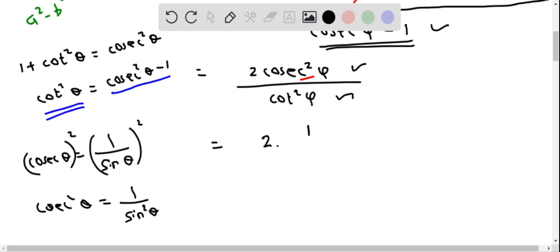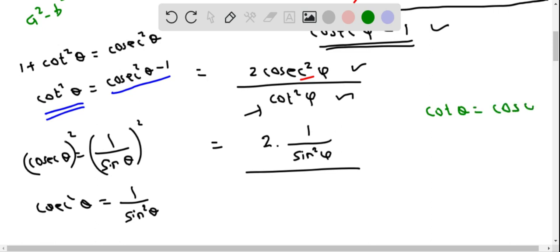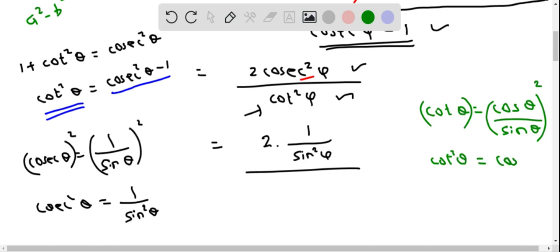So this becomes 2 times 1 over sine squared phi, divided by, in the denominator, we have cotangent squared phi. We know the trigonometric identity that cotangent theta is basically equivalent to cos theta over sine theta. So when we square both sides, we will get cotangent squared theta equals cos squared theta over sine squared theta. Therefore this cotangent squared phi, we can write as cos squared phi over sine squared phi.